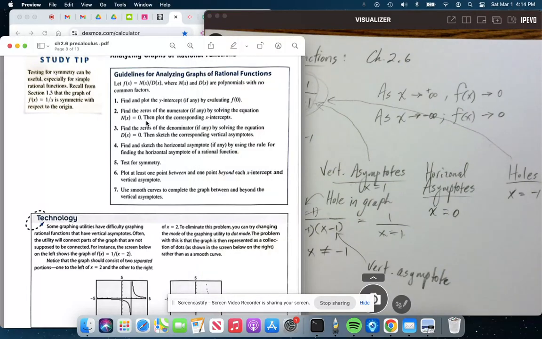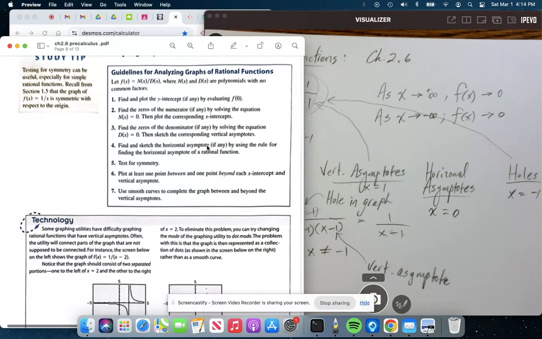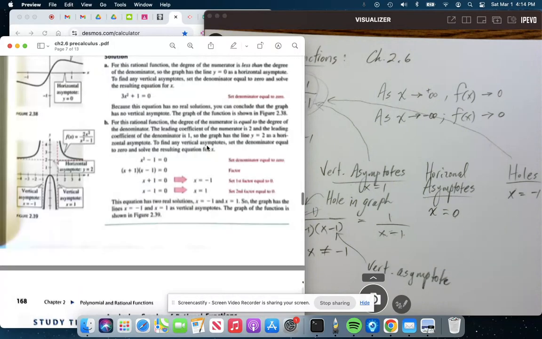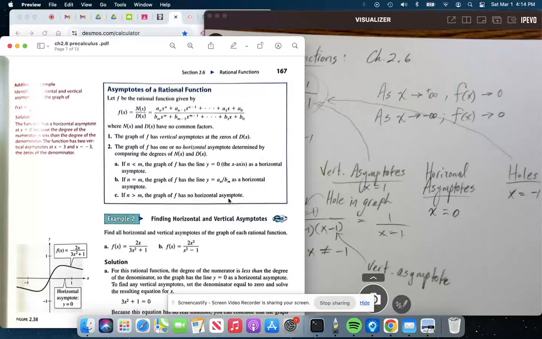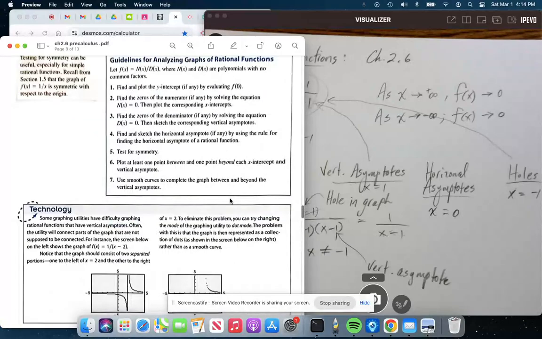All right, then plot the corresponding x-intercepts. Find the zeros of the denominator, if any, by solving the equation denominator of x equals 0. Then sketch the corresponding vertical asymptotes. Find and sketch the horizontal asymptote, if any, by using the rule for finding the horizontal asymptote of a rational function, which is back here, I guess, right? And then test for symmetry. That's something we learned about back in chapter 1, I believe, how to test for symmetry.